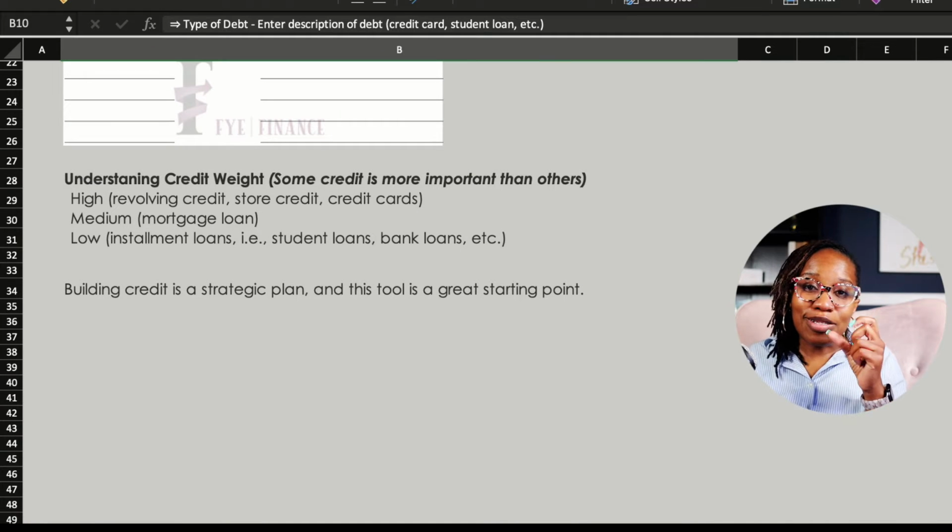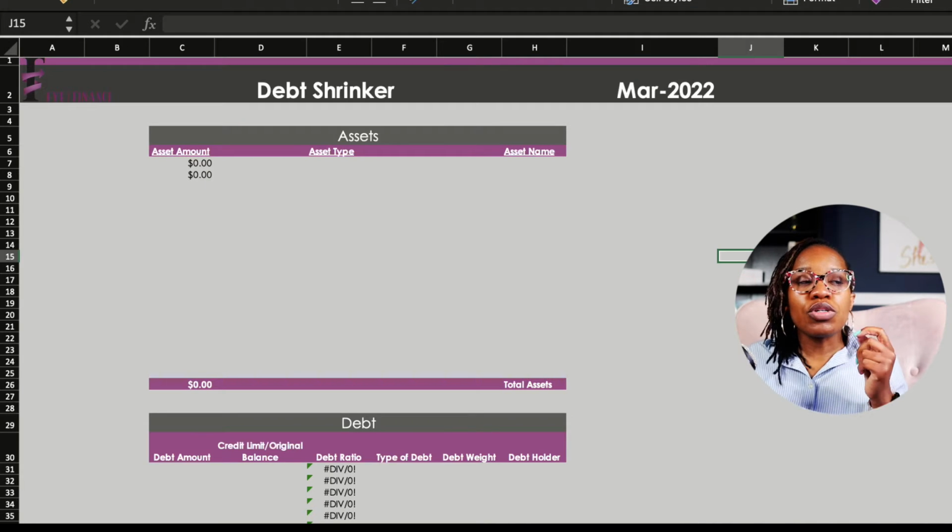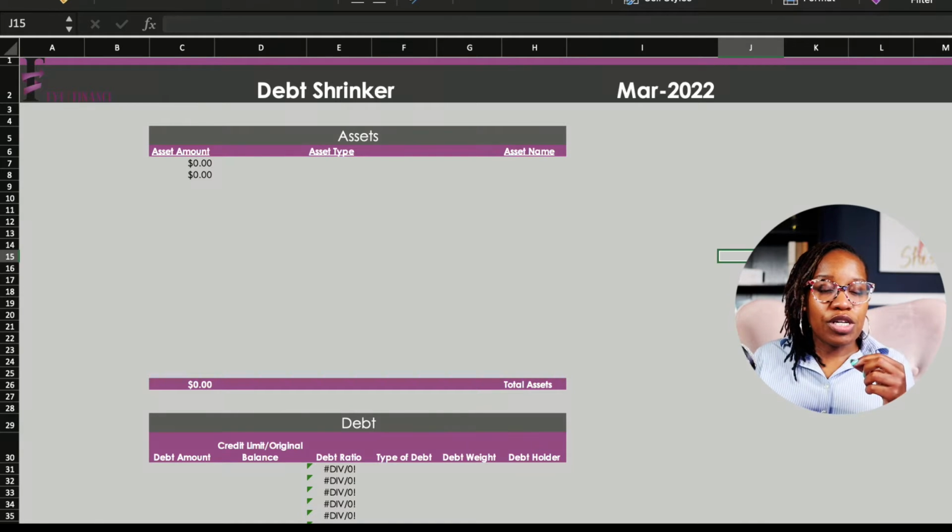So, just a bonus tip of a tax strategy, because your girl is a tax strategist. This tool will definitely help you determine whether you are solvent or insolvent, right? When we talk about your assets to your debt.